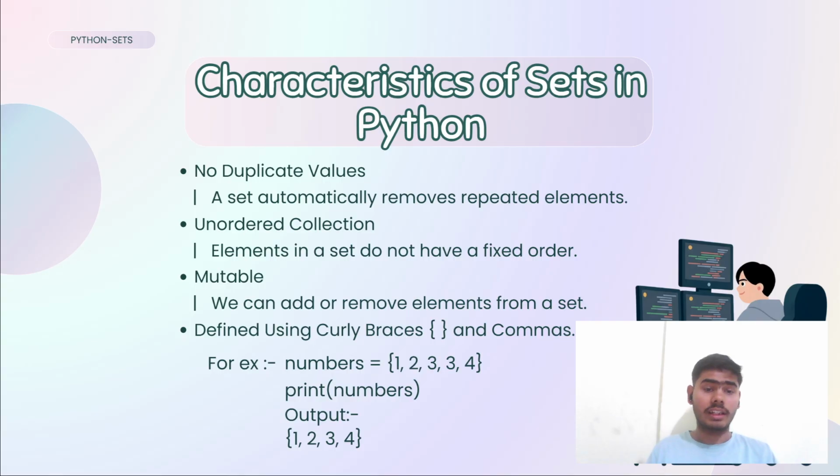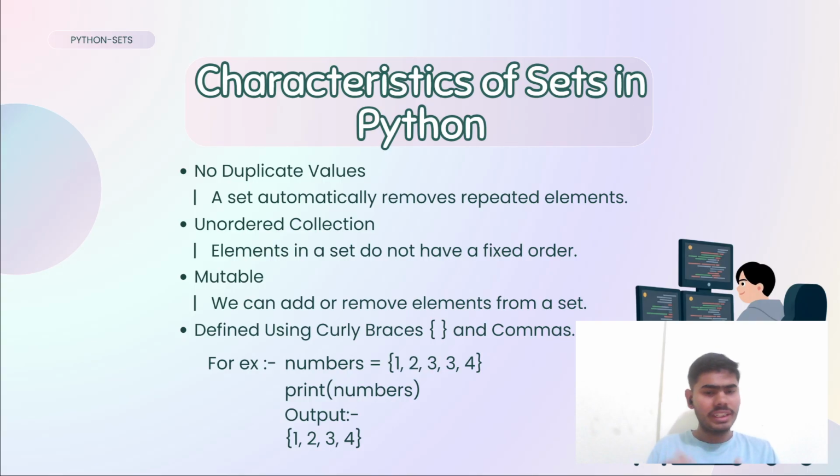Afterwards, unordered collection. Elements in a set do not have a fixed order. Like in a list there's proper identification, and in a dictionary there's a key value pair whereby by key we can call the dictionary, but in set there is no proper order in it, so therefore it's an unordered collection.